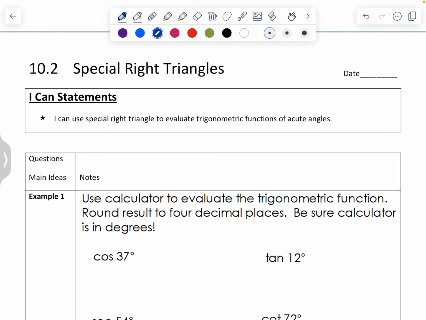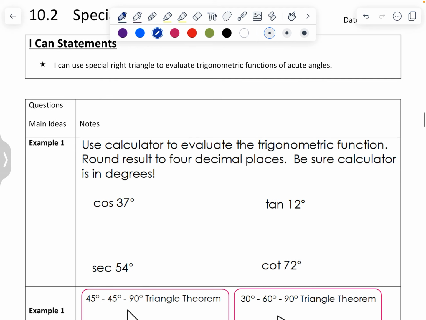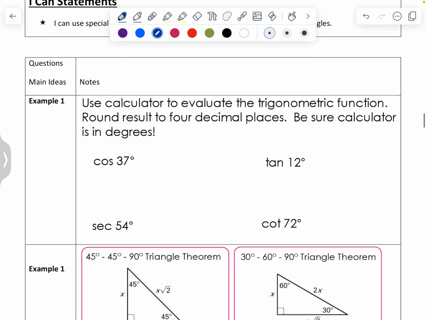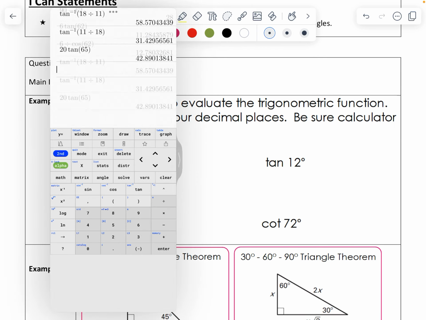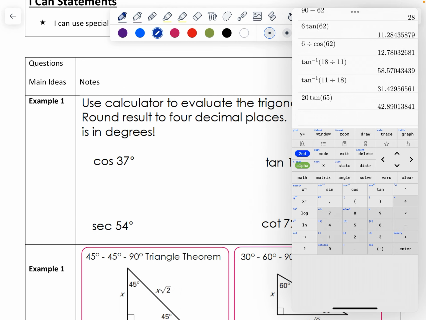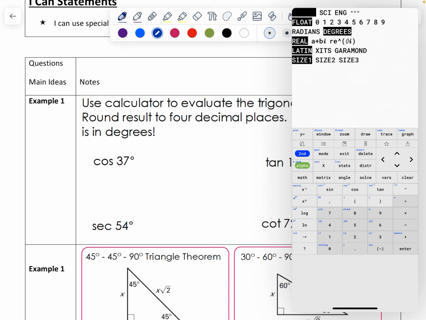Hey class, we're going to do part 2 on special right triangles here. We're going to start out with some calculator buttons. A couple things to note when you're putting in trig functions into your calculators: if you are given degrees, remember to make sure that your calculator is in degree mode, so degrees should be highlighted. Different calculators look different, so make sure you know how yours works.